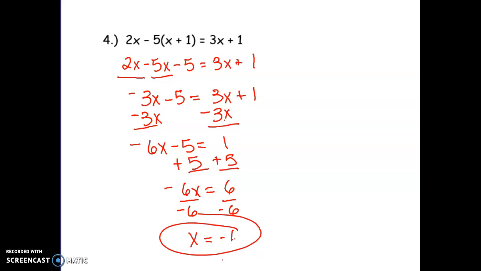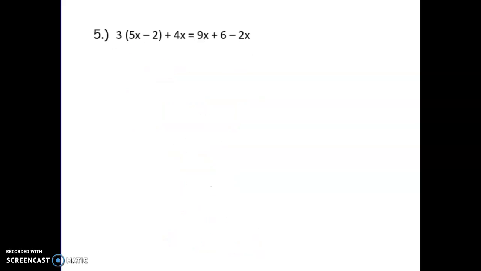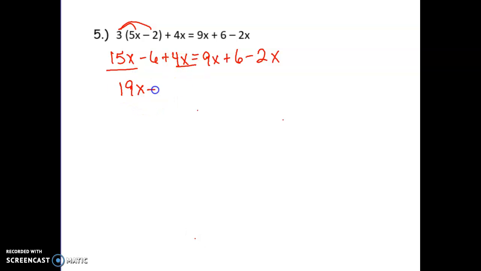Okay, again, pause the video and try some of the problems. Number 5, I'm going to distribute 15x minus 6 plus 4x. So all I did was distribute right there, and that's going to equal 9x plus 6 minus 2x. I'm going to combine my like terms, so I'll get 19x minus 6 is equal to 9x. Oops, I forgot to combine my like terms on this side. So on this side of the equation, I've got 9x minus 2x, so I'll have 7x plus 6.